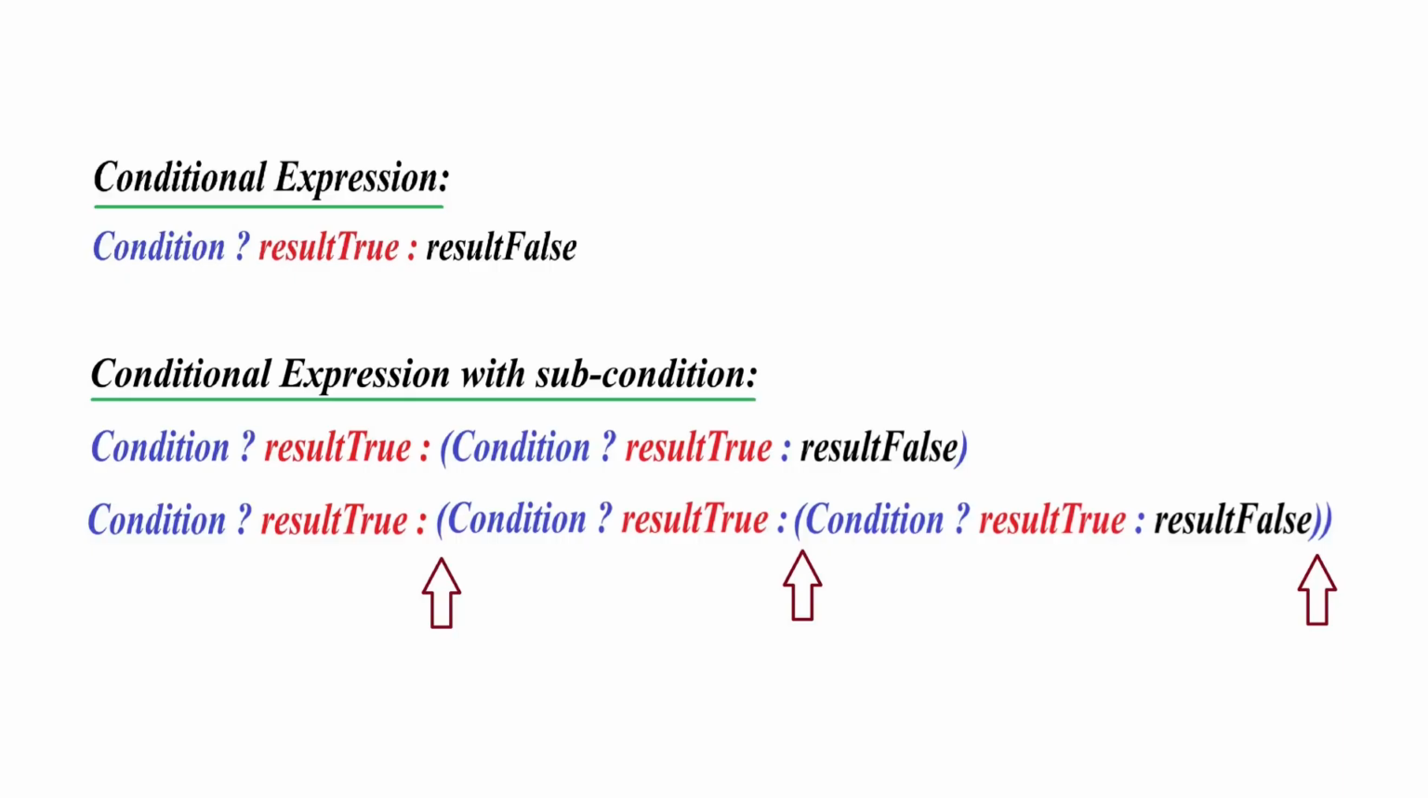Let me review the conditional expression again. This is the format of conditional expression. When there is a subconditional expression, just replace the result false with the subconditional expression. You can add as many as you need. Just make sure you add corresponding open and close brackets as indicated by the red arrow to separate the subconditional expression.